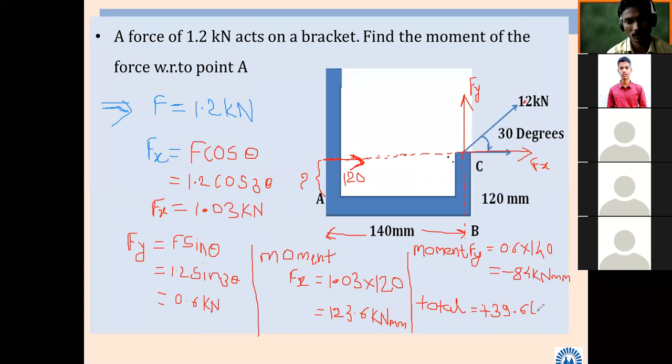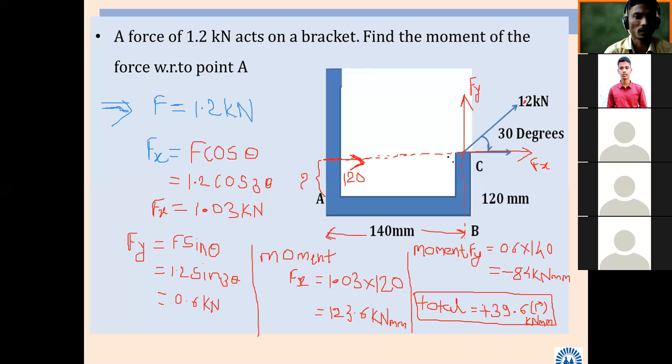So a positive number means clockwise. Likewise your answer will come: total moment is equal to 39.6. Sorry, the unit is missed. Here the unit is kilonewton mm. We should not miss the unit. Kilonewton mm is the unit for this problem.